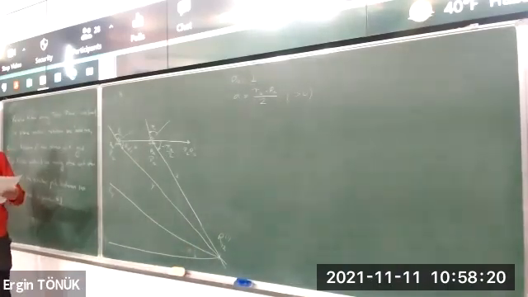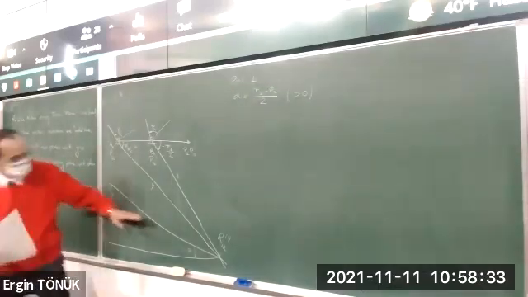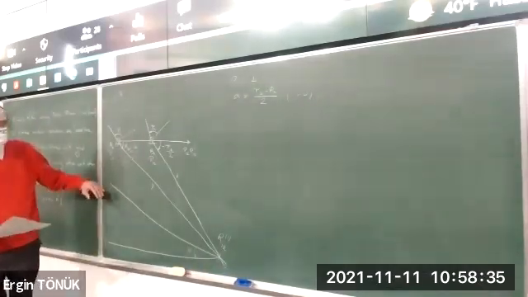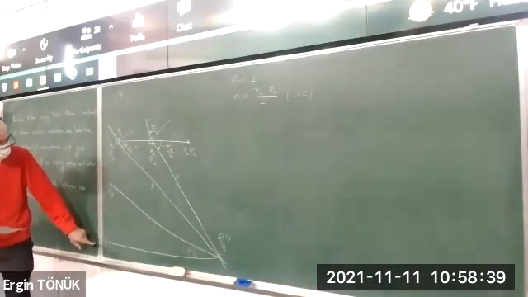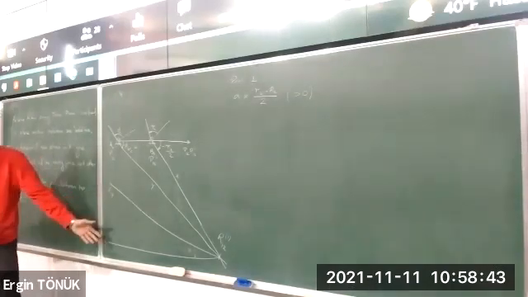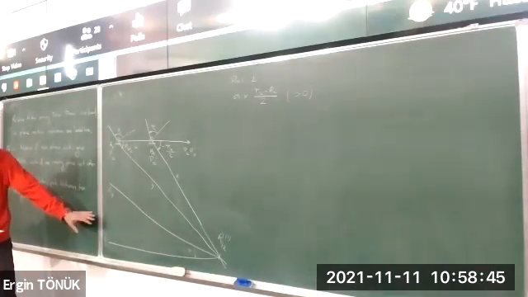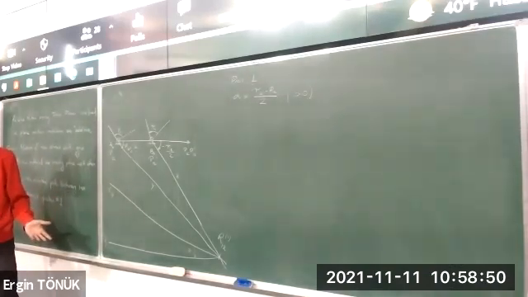What does it say? Select A1 anywhere on L1. So this line, you can extend it to the other side as well. Any point on this line is a candidate for A1. Any point on this is a candidate for A2. But as you see, I on purpose drew them like this. They don't look very good.